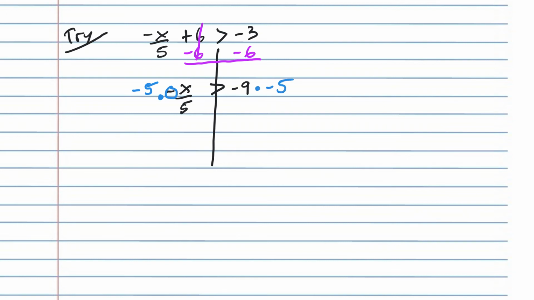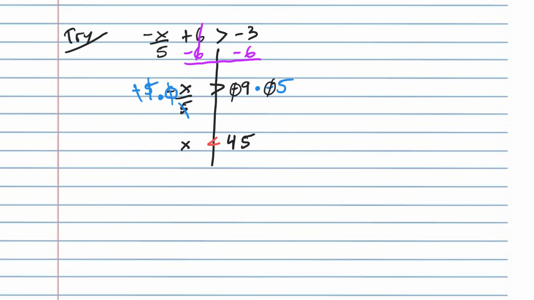On the left, the negatives cancel each other out, and the 5s cancel each other out, leaving just the x. But now we've multiplied by a negative, so our rule occurs. Our symbol flips around and becomes that. And on the right side, negative 9 times negative 5. Remember, negatives cancel each other out, and then 9 times 5 gives you 45.